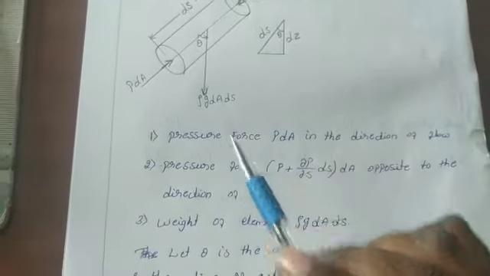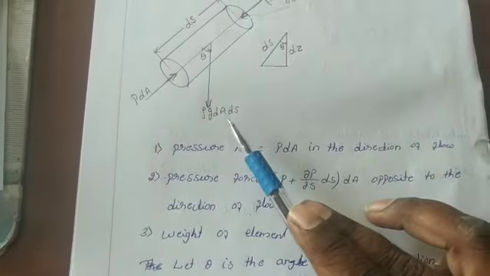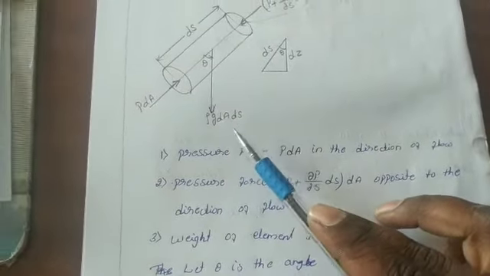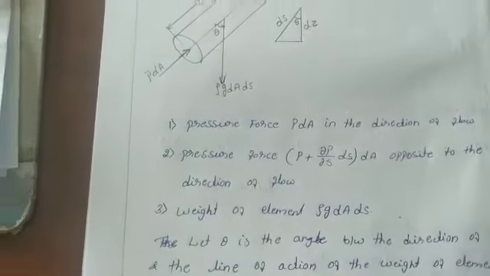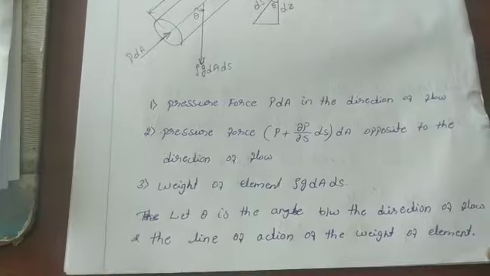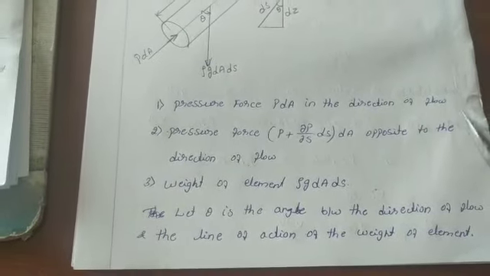The weight of the element is rho g dA into ds, where dA is the area of the cylindrical element. Now let theta be the angle between the direction of flow and the line of action of the weight of the element.